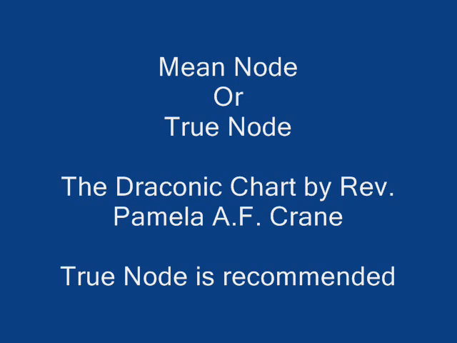So what I would say is that the difference is small. I have become accustomed to using the true node when I work with the Draconic chart, and you can experiment with that and see what feels better to you. Normally, I use the mean node for all other purposes in terms of natal chart analysis and so forth. But when I create a Draconic chart, I tend to calculate the natal chart using the true node and then create the Draconic chart from it.